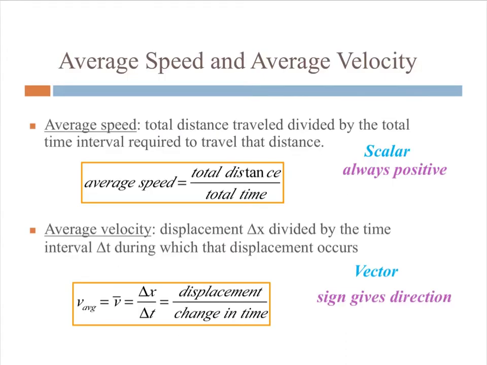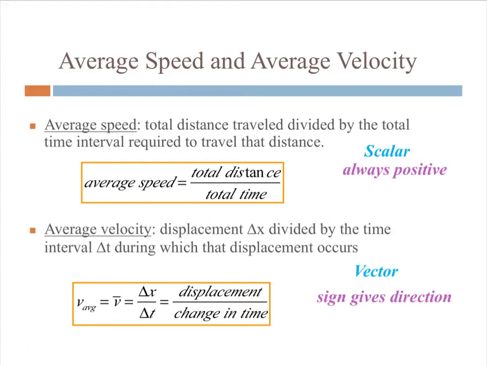Our next topic has to do with average speed and average velocity. Average speed is the total distance traveled divided by the total time interval required to travel that distance. It is a scalar quantity, meaning it is always positive. So here, there's just two things you need to remember. Total distance and total time gives you average speed.